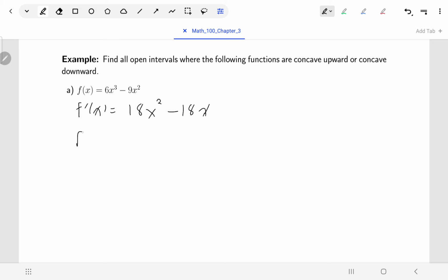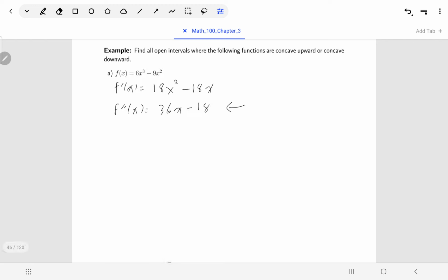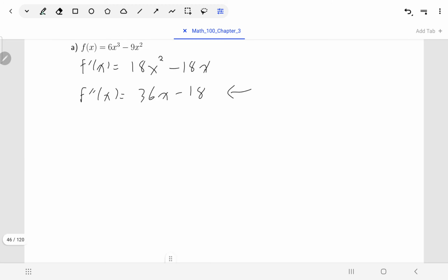And then the second derivative is 36x minus 18. Now f of x is a polynomial, so it's defined everywhere. And our second derivative is also a polynomial, also defined everywhere. So the only places I would need to concern myself with would be places where we have the second derivative equal to 0. So let's look at that.